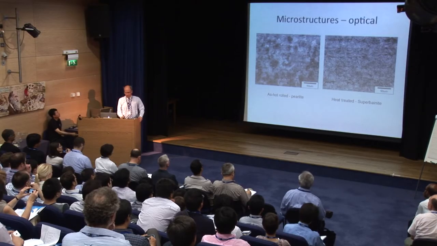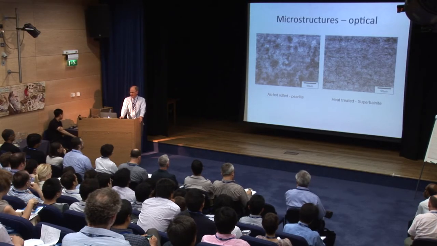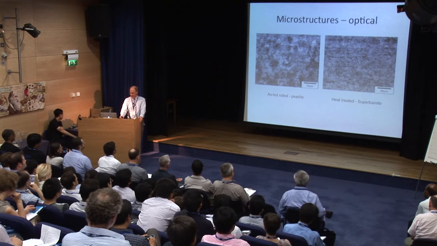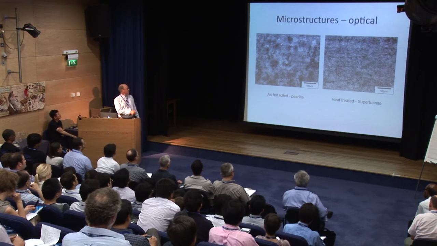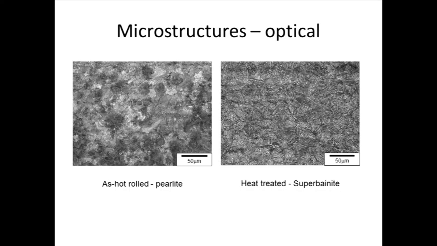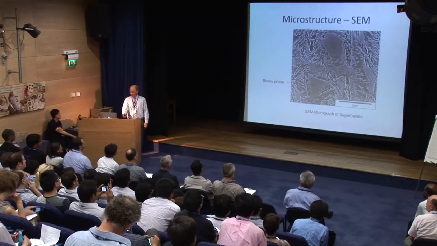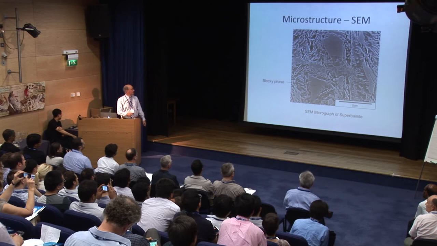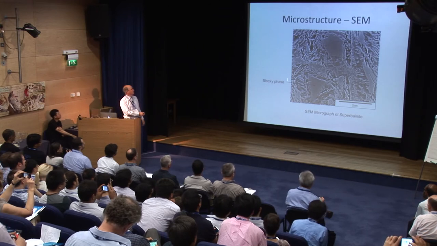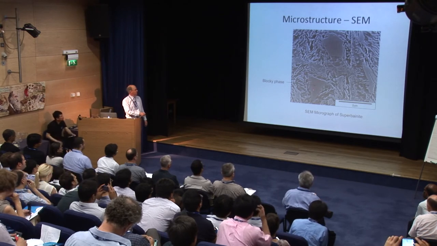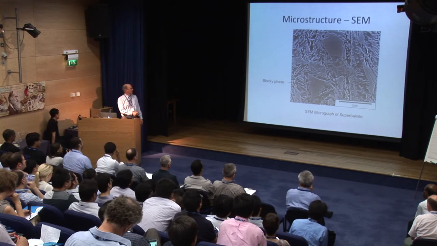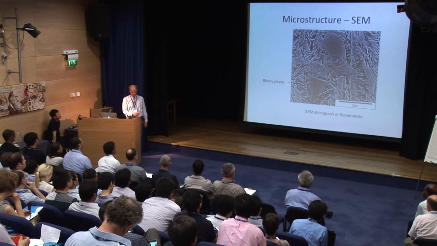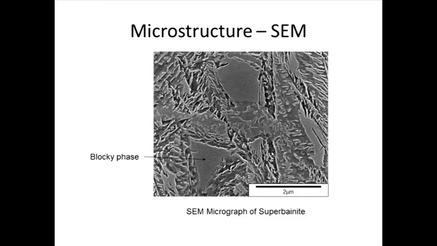The commercial casts made at Port Talbot have been examined at Swindon Technology Centre. In the as-rolled form, as we expect, we get a pearlitic structure, and when heat-treated, we get a superbainitic structure shown there optically. Also by scanning electron microscopy, we get this type of structure, with a very fine structure with a blocky phase in between it. The blocky phase was initially thought to be retained austenite. However, you can see on this that there is a fine structure within it.